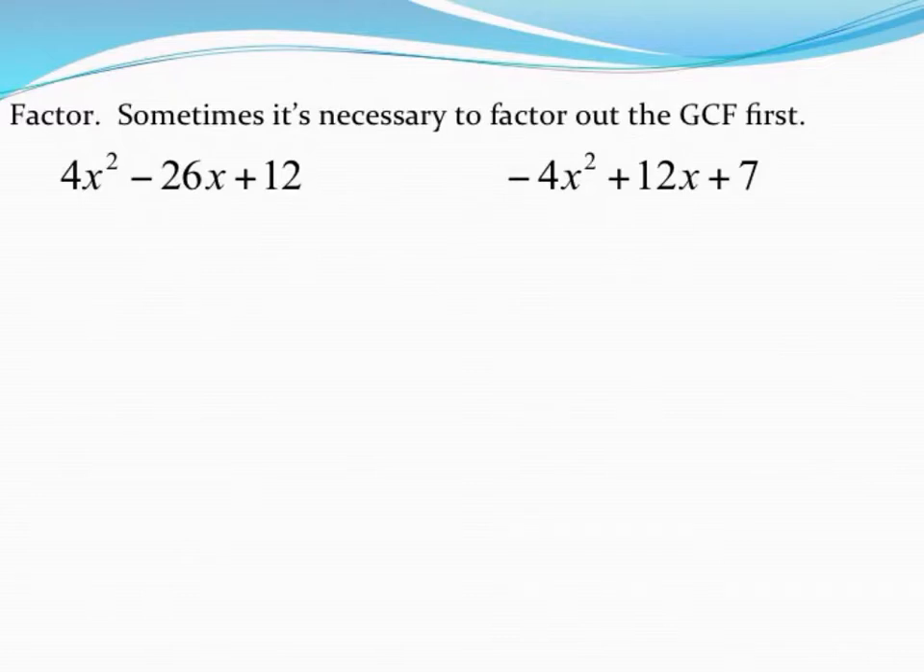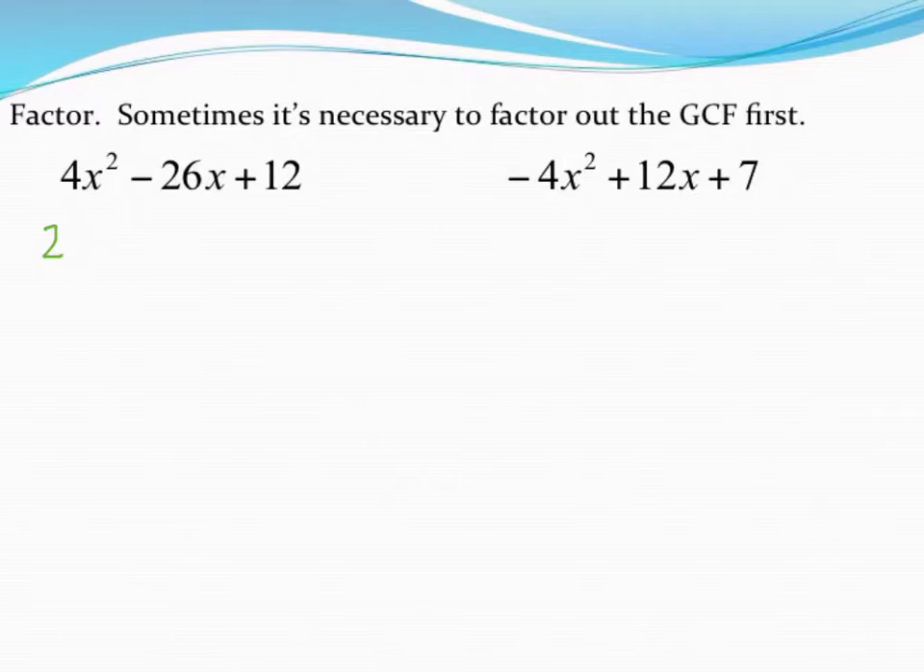Always make sure that you check for a greatest common factor before you just jump right into factoring. So this time we don't have a 1 in front, although before you just go and do the box method, look for that greatest common factor first. So looking between -26 and 12, all of those numbers are divisible by 2. So let's take out the greatest common factor and then do the box method.